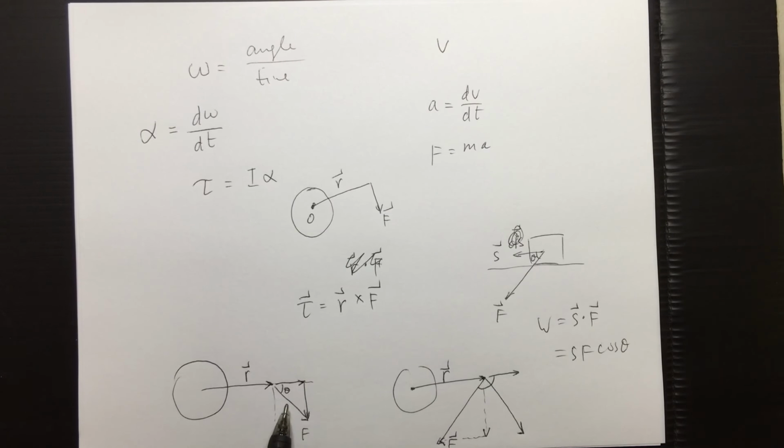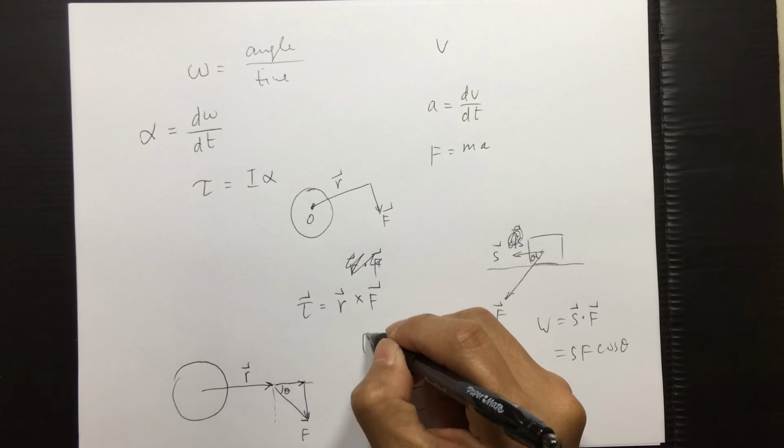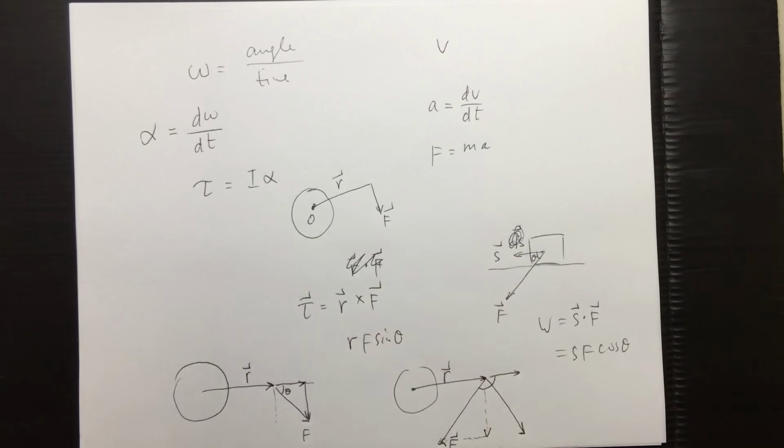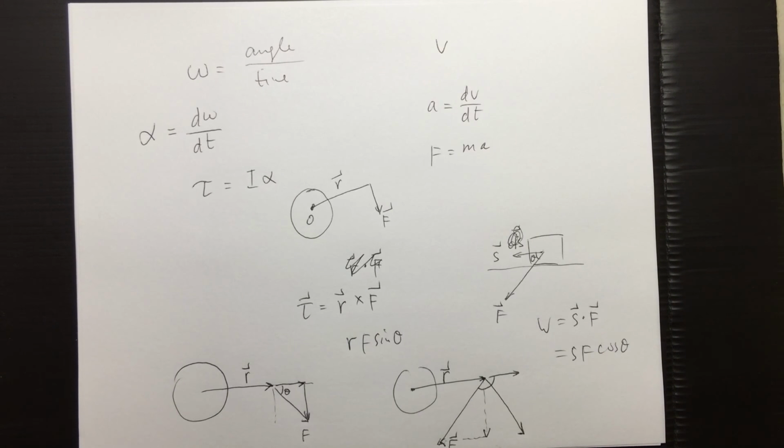This is the angle between R and F, because R is here, right? This force is split into the force along R and the force perpendicular to R. In other words, only the perpendicular force is contributing to the rotating. Following? So this is F sine theta, right? This force is F sine theta, times R, right?